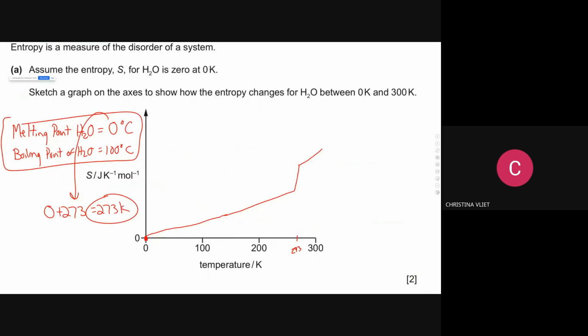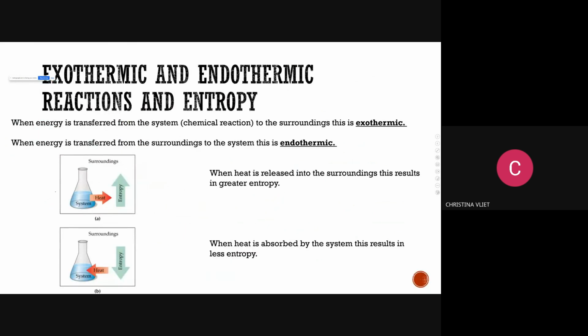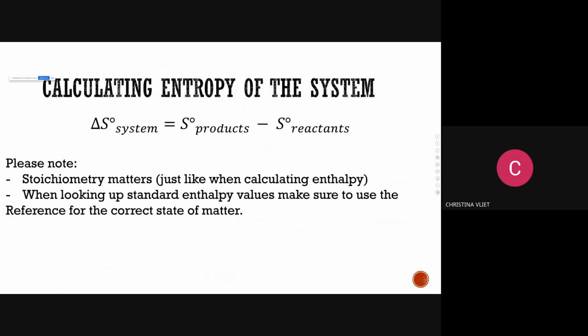All right, so next, time to do the math. This is the formula. The change in entropy of a system, and you only have to calculate the system, is the entropy values of the products minus the entropy values of the reactants.